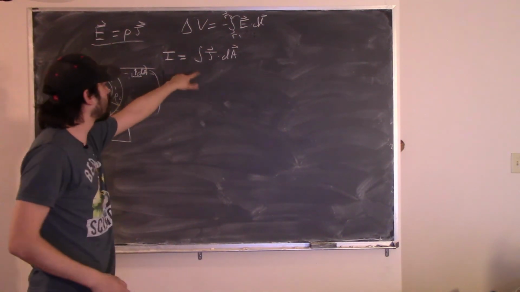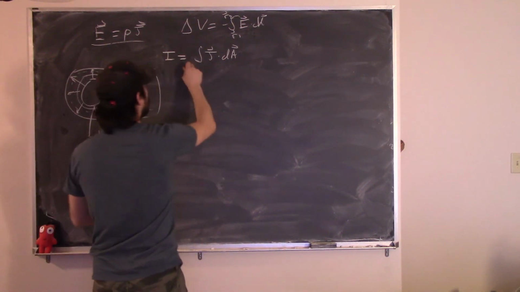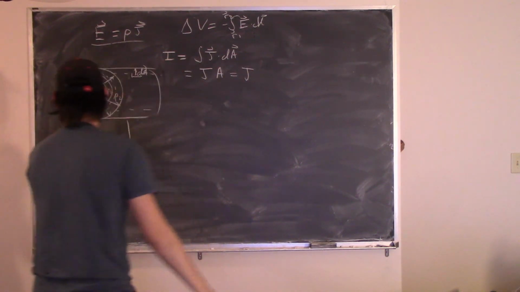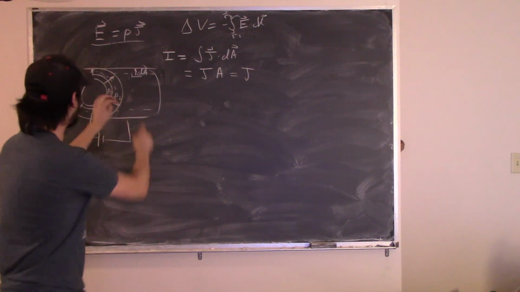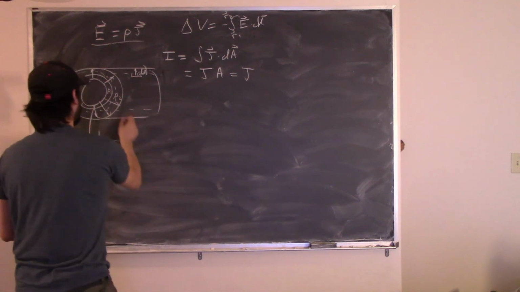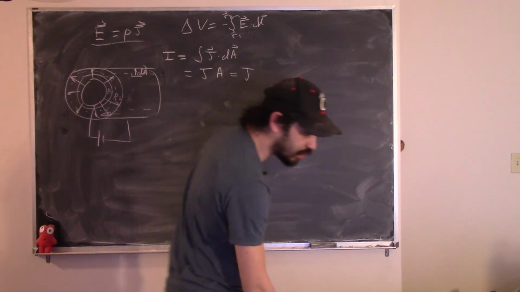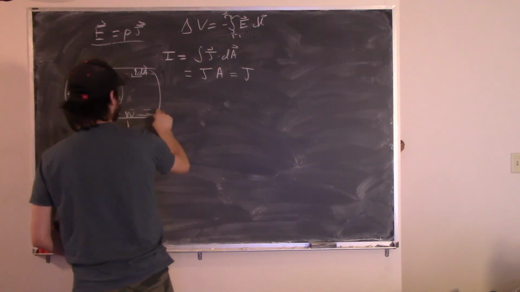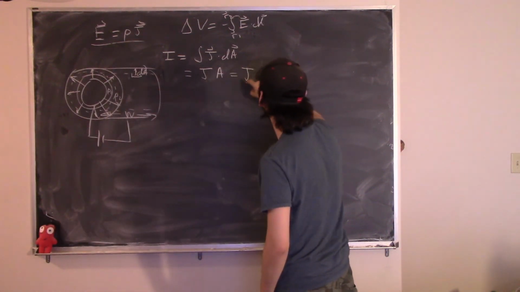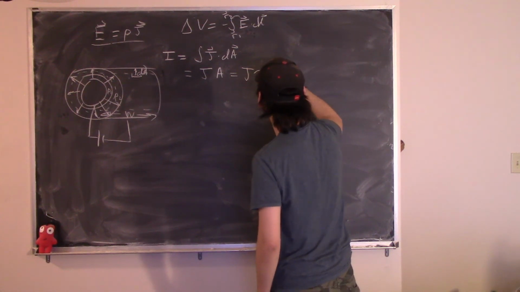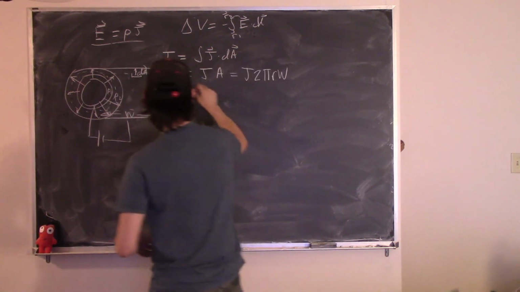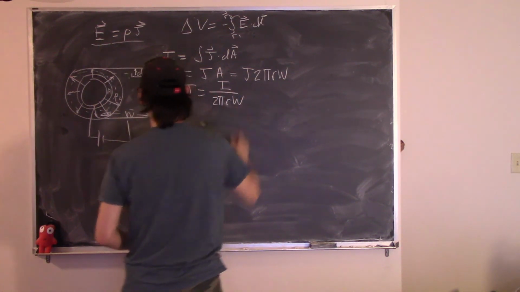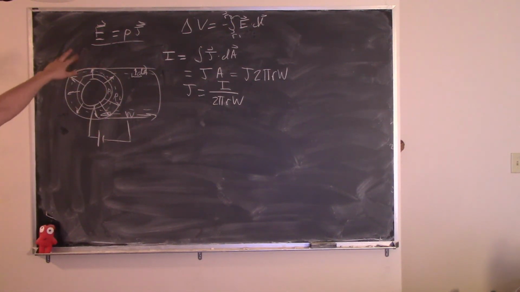And the reason why that's important is because we want to evaluate this integral right here, and so this is going to be J times A, where A is going to be equal to the area of this cylindrical shell. And so if this is some length, I believe it says a length of W, this says that J times A is going to be J times 2 pi times R times W, or that J is going to be equal to I divided by 2 pi R W. Okay?